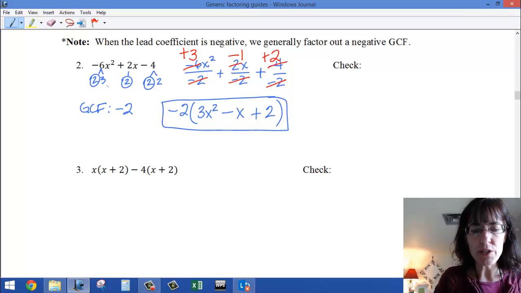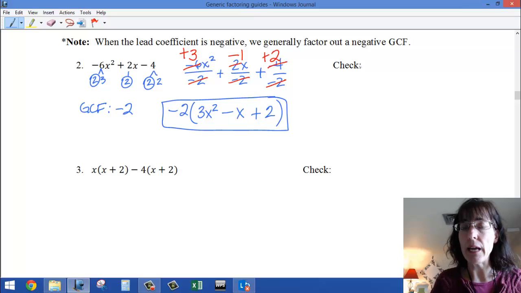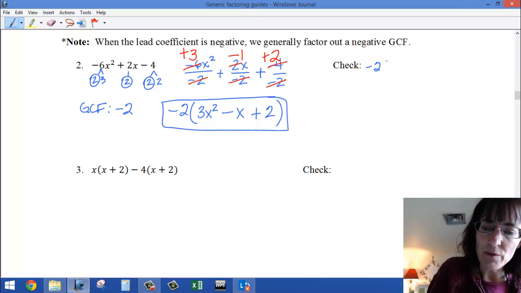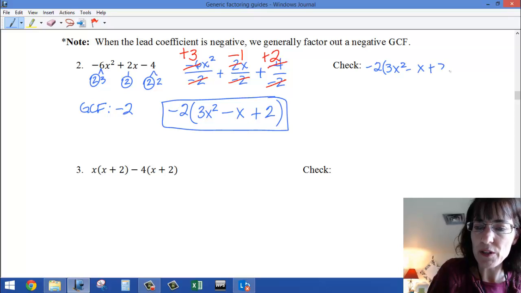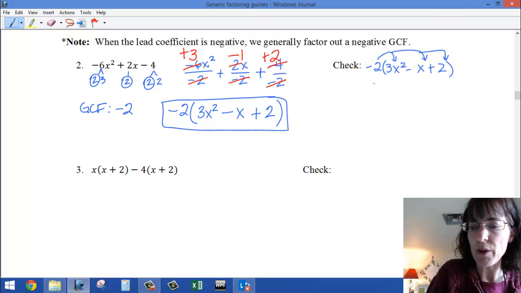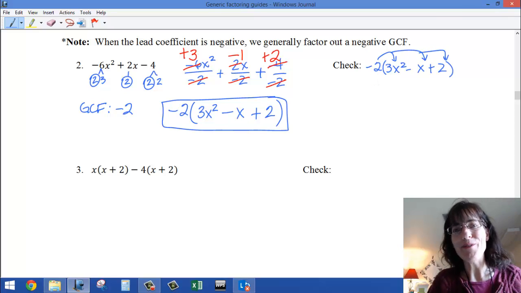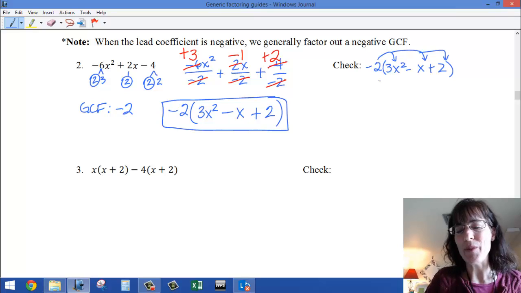And double check your signs because I factored out a negative. So I have negative, positive, negative, and now it became positive, negative, positive. So all the signs flipped. That makes sense. So I have negative 2, 3x squared minus x plus 2. And I want to distribute that and check myself, especially when I factor a negative out, because those are so easy to make mistakes on.